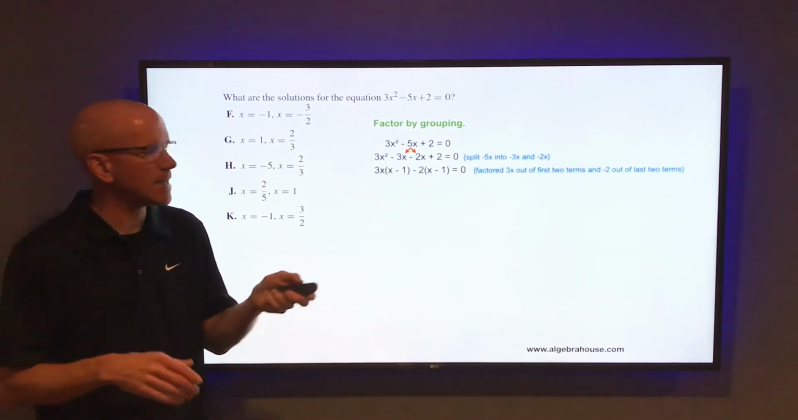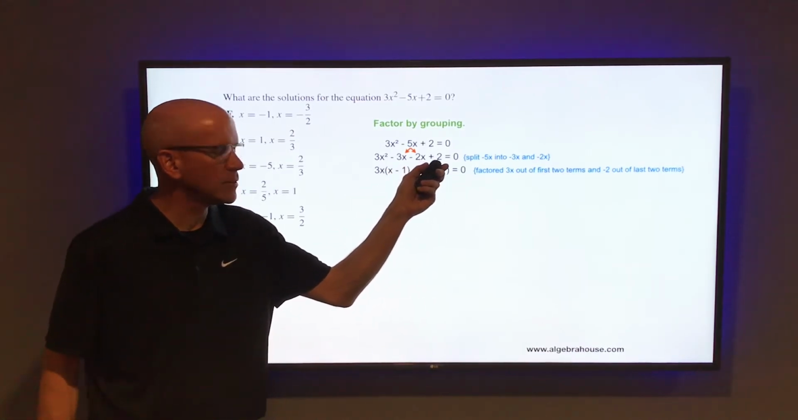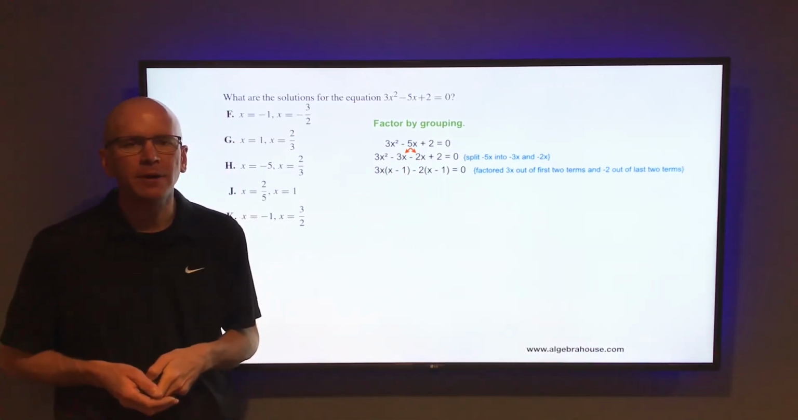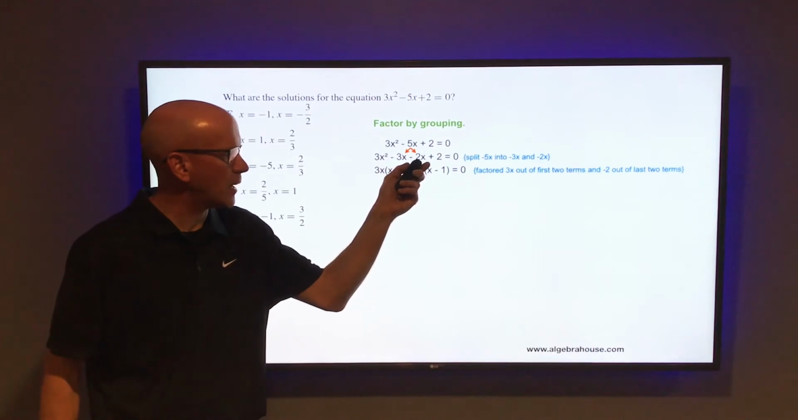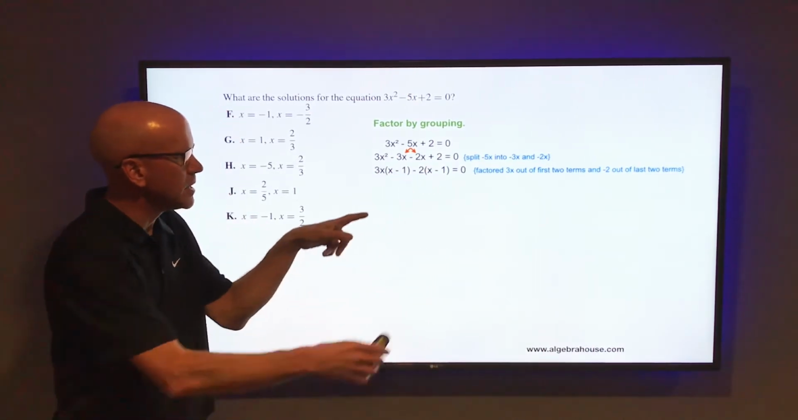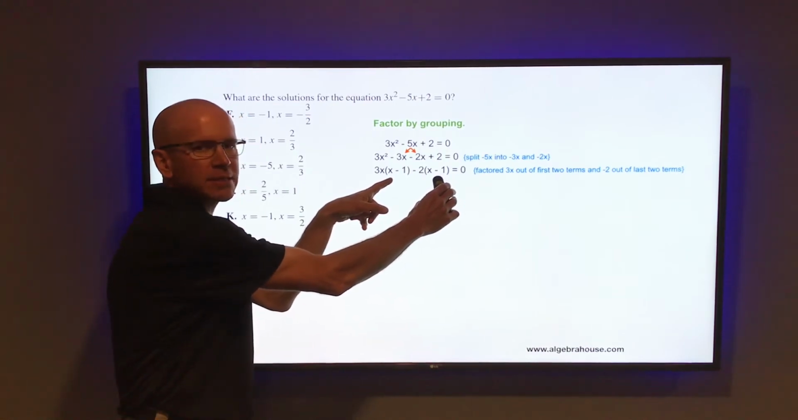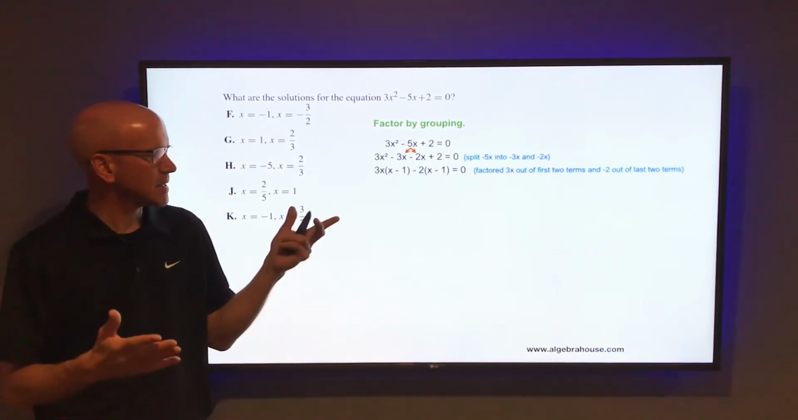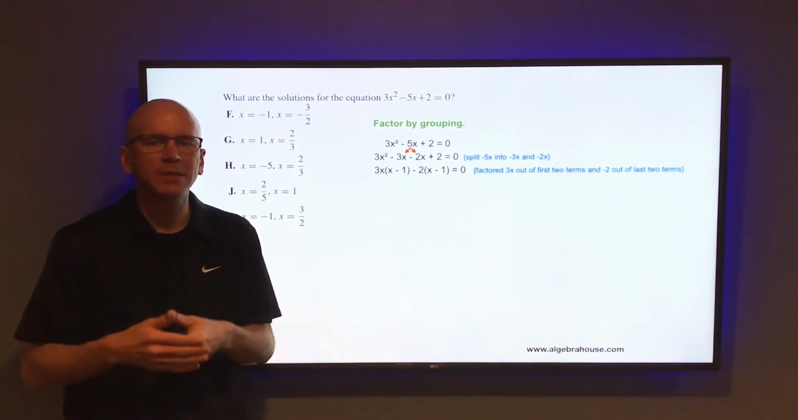Then you have to group the last two terms together, the negative 2x and 2, and factor out a common factor there. Now you don't just want to factor a 2 out, you want to factor a negative 2 out so that you get the same thing in the parentheses. You have to get the same thing in the parentheses for this to work. Because that is the next step, is to take out what's in the parentheses.